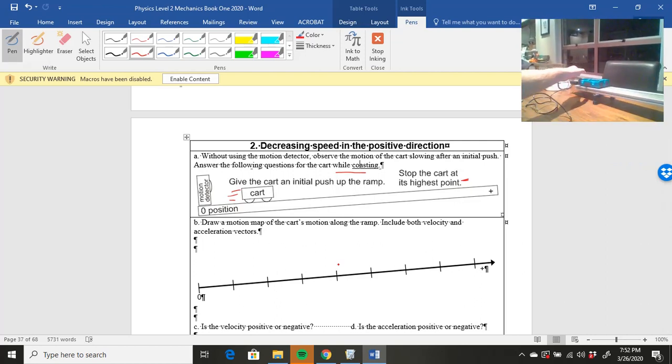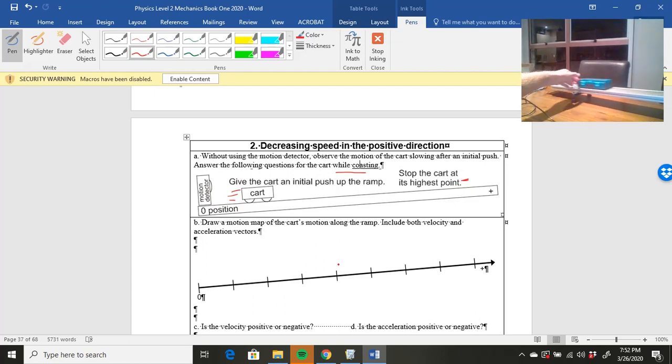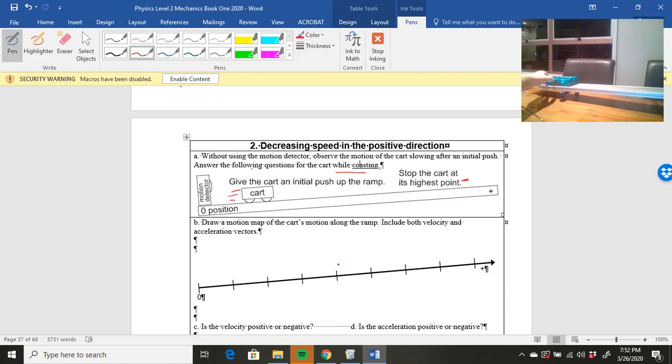There's the cart. Give it a push, and I stop it when it gets to its highest point. Okay. One more time. Give it a push and stop.